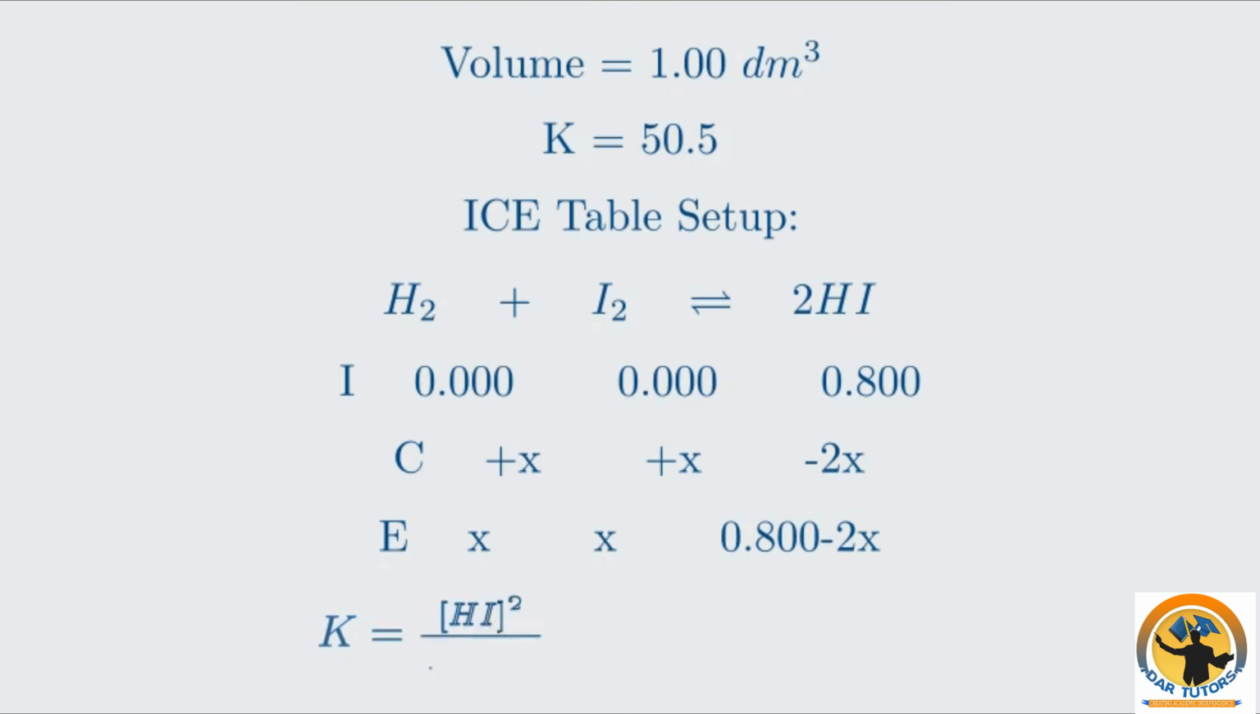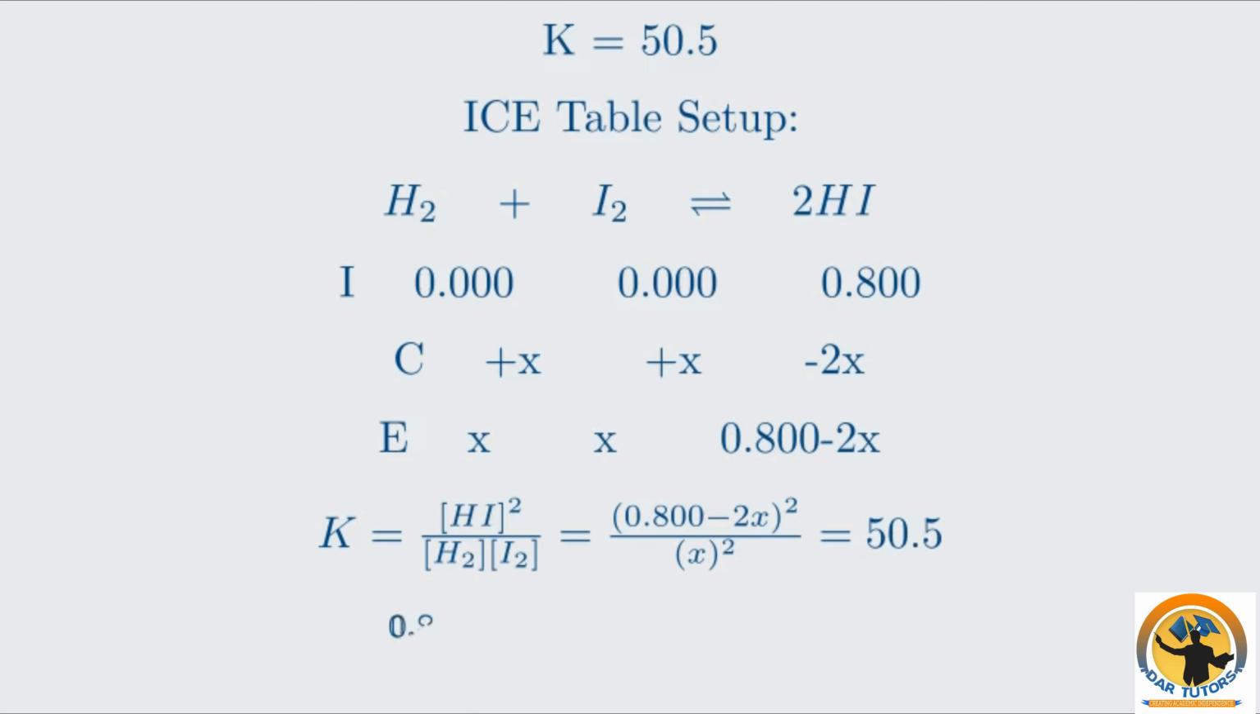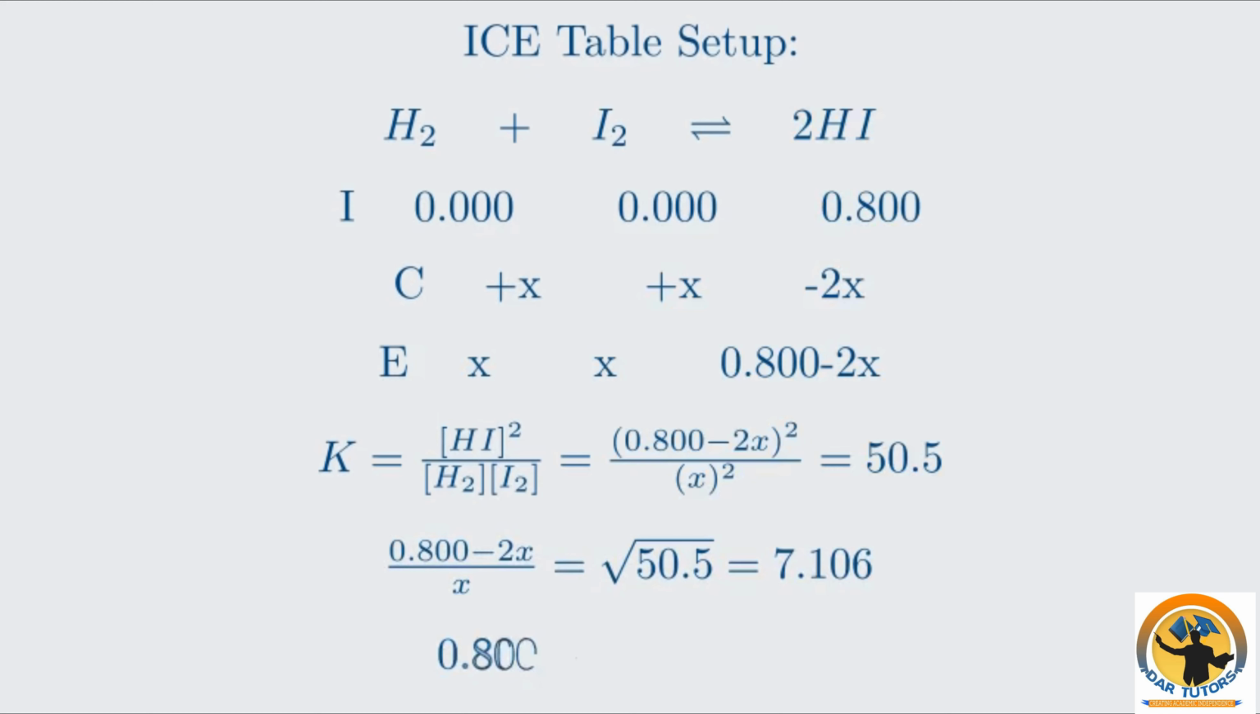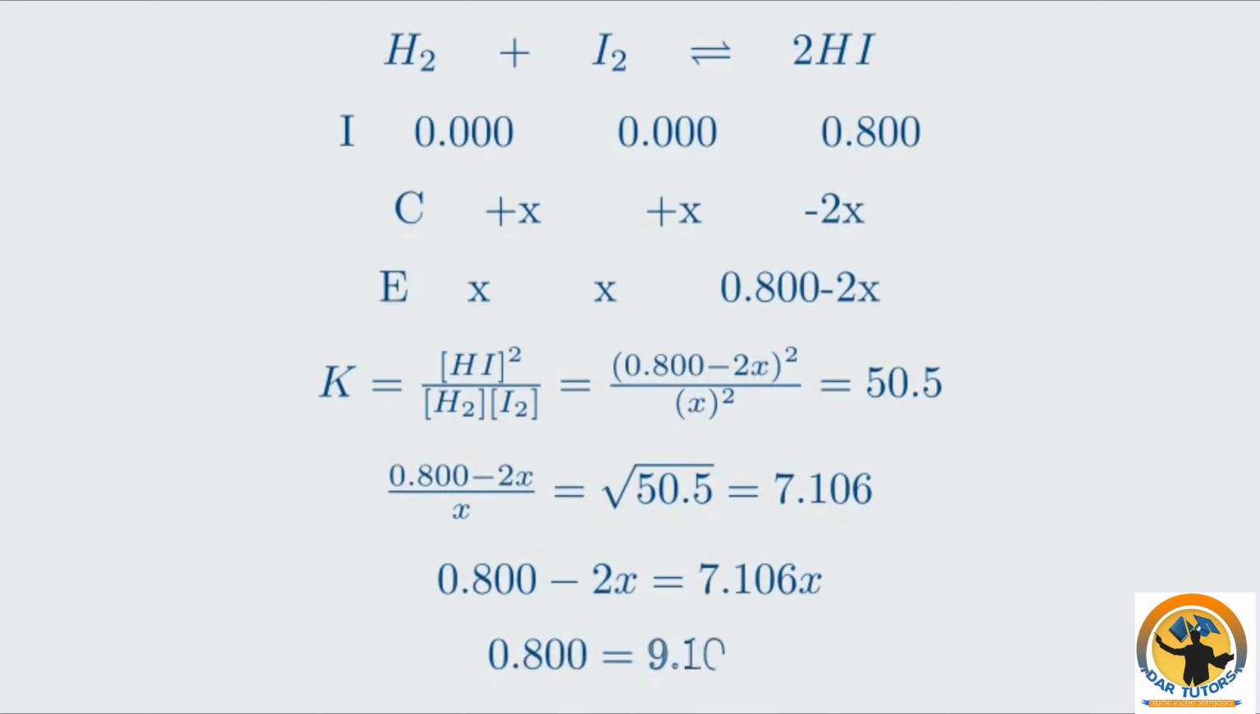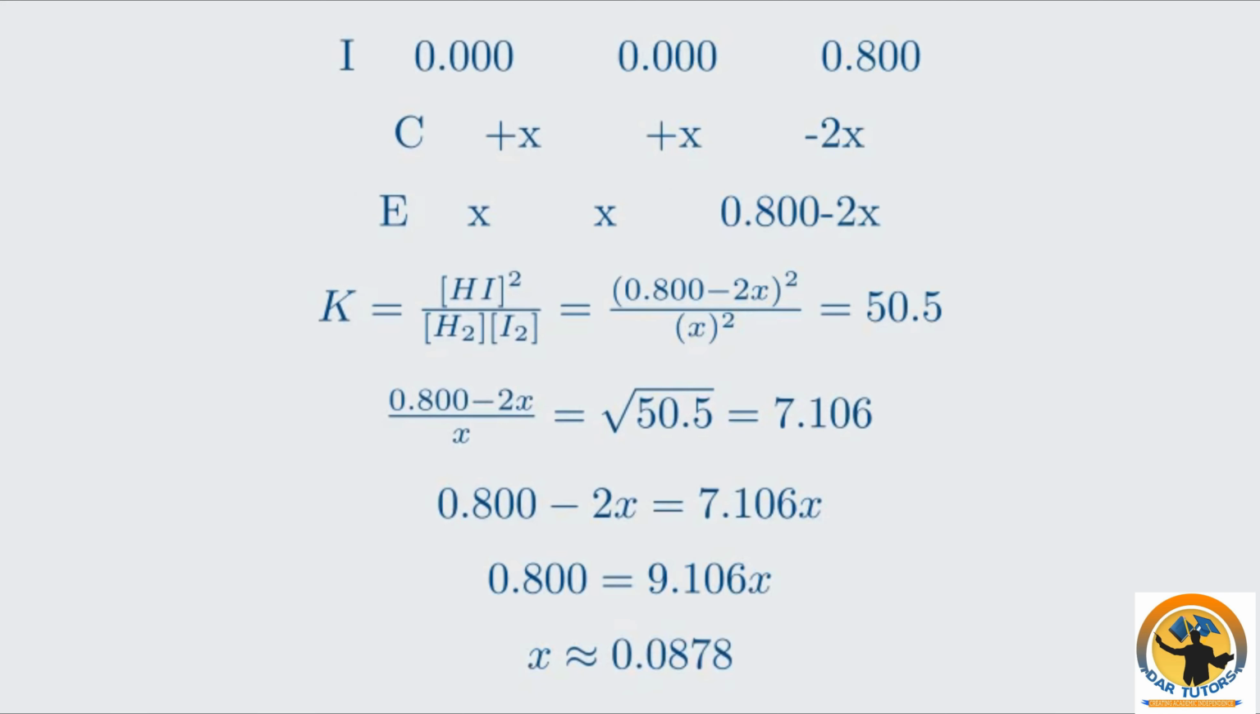Substituting these into our K expression, we get (0.800 minus 2x) squared divided by x squared equals 50.5. This again results in a perfect square, allowing for simplification by taking the square root. So (0.800 minus 2x) all over x equals 7.106. Rearranging this equation gives 0.800 equals 9.106x, which solves to x is approximately 0.0878.